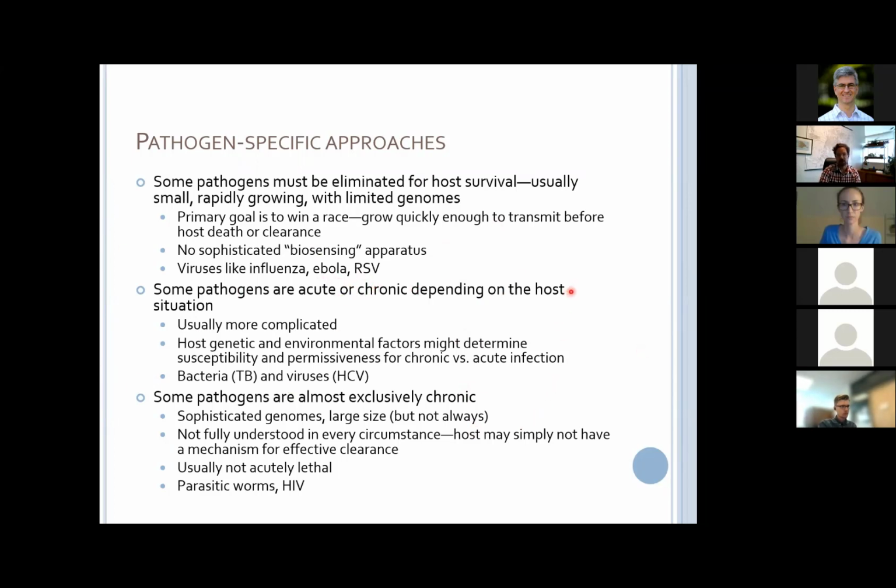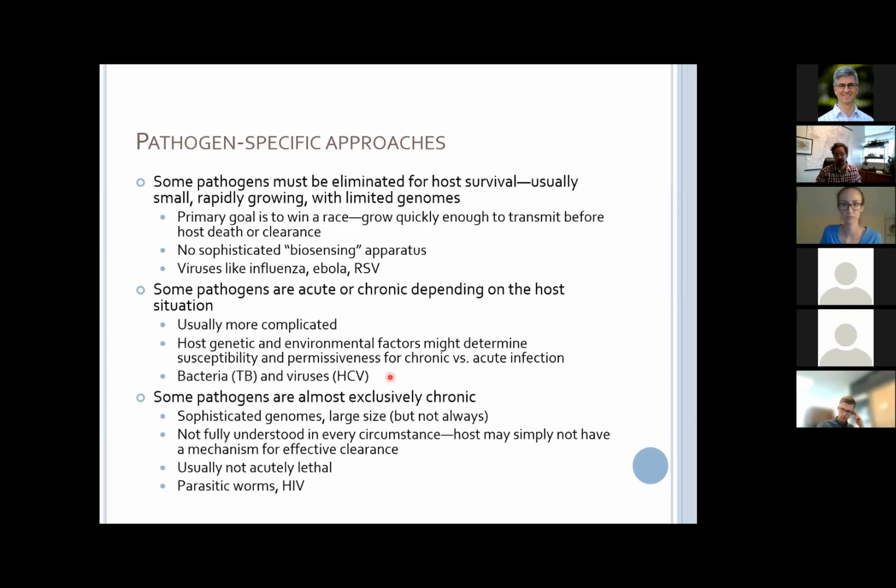Some pathogens are acute or chronic depending on the host situation, and if a pathogen can achieve chronicity, they're usually more complicated. The decision of whether or not it becomes an acute or chronic pathogen is usually some interaction between the host and the pathogen itself. So host genetic and environmental factors might determine susceptibility and permissiveness. And examples here would be something like TB, which people can eliminate on a primary infection if they mount a robust enough immune response. Viruses like HCV or HIV, which are not super large, but have very clever mechanisms for either ongoing evading the immune response or integrating into the host genome in a way that allows them to persist.